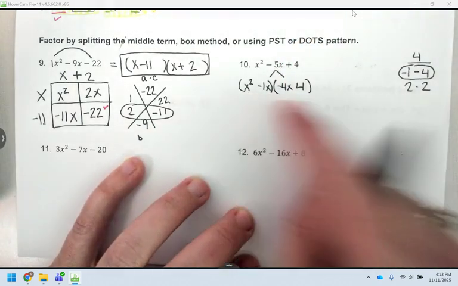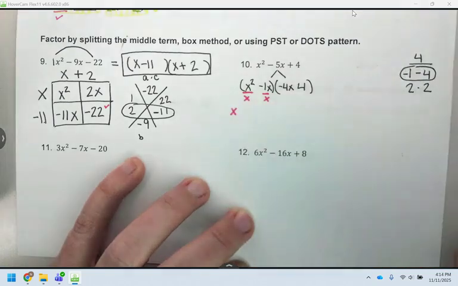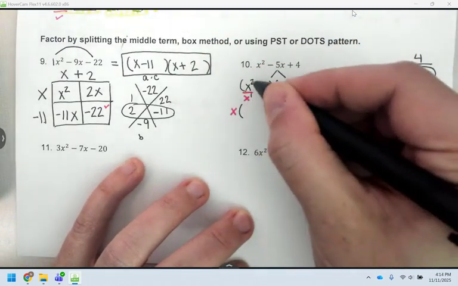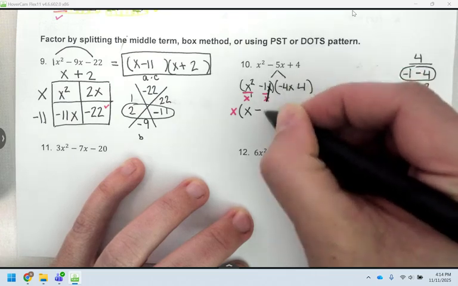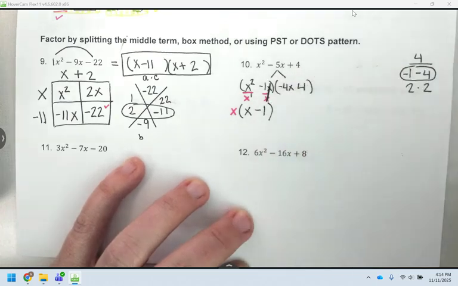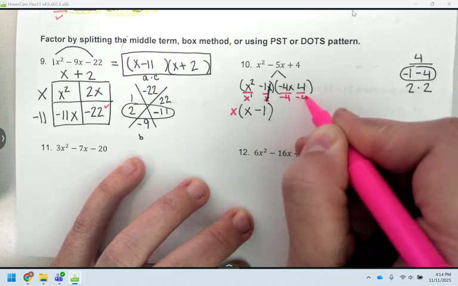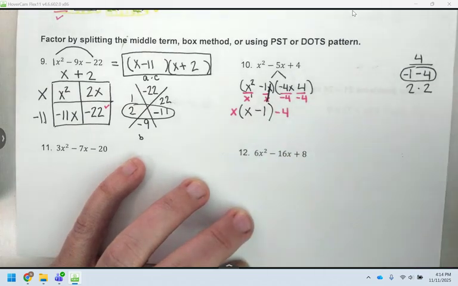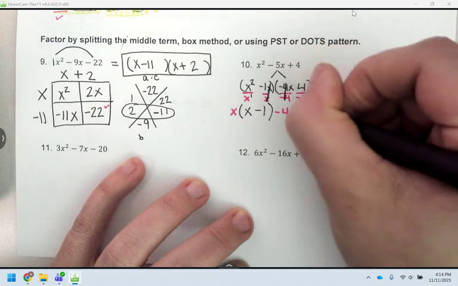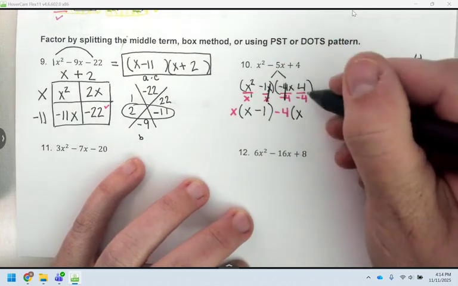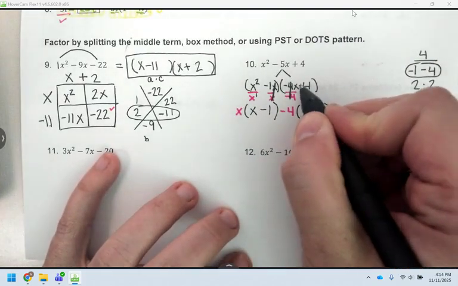All right, what's in common in both of these? An x. Let's see what we get when we take that out. Subtract your exponents. X divided by x is 1. All right, what's in common in both of these? If the first number is negative, you need to pull out a negative. Let's see what's left. Negative 4 divided by 4 is 1, so x. And 4 divided by negative 4 is a negative 1. I forgot to put a plus here.